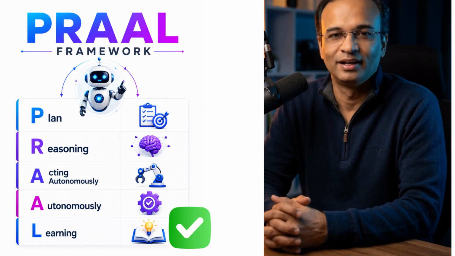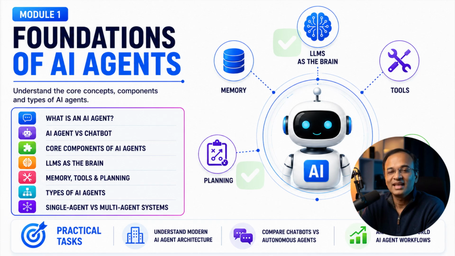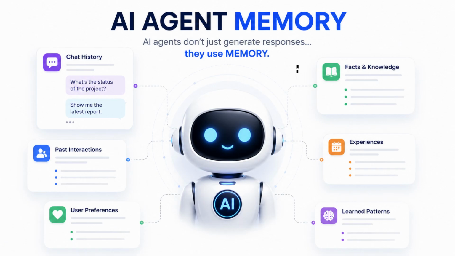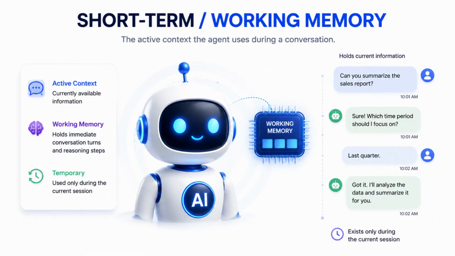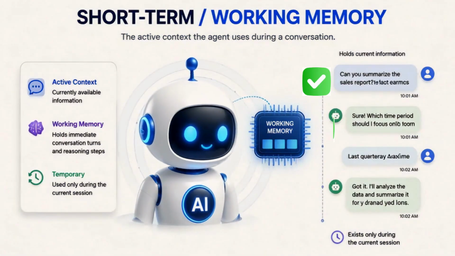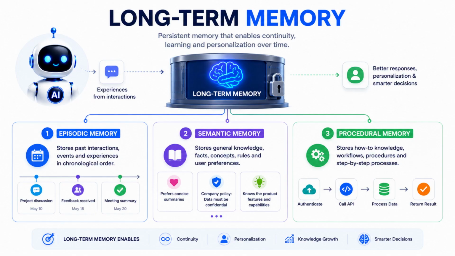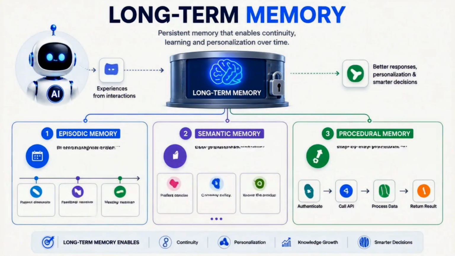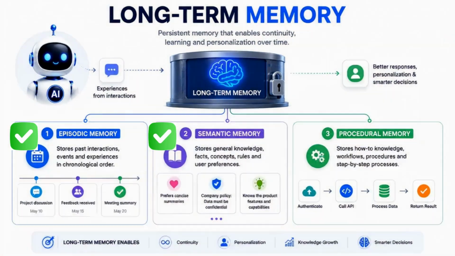Last component, learning. So how can an AI agent actually learn continuously? That's where memory comes in. This is very important for the agent to keep track of everything. AI agents use two types of memory to learn, store, and recall required data. The first type is short-term memory, also called working memory. It stores recent chat messages, reasoning steps, and temporary information needed right now. The second type is long-term memory. This memory persists across sessions, allowing agents to remember users and learn over time.